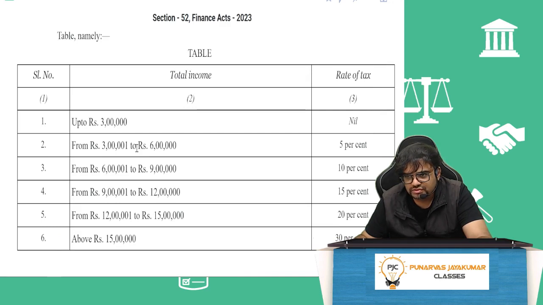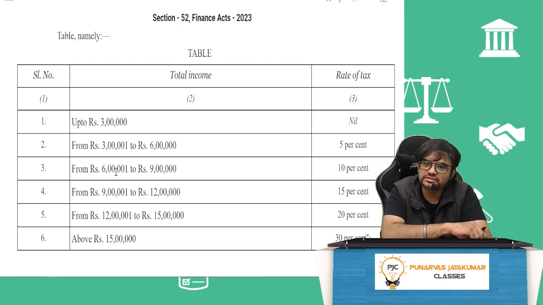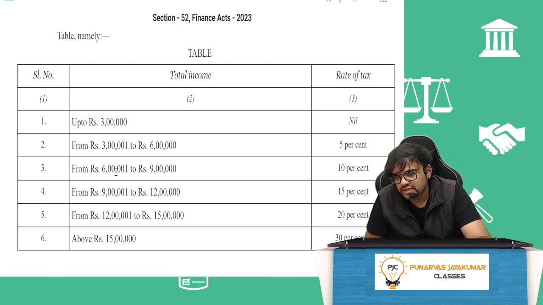5% is how much? 3 lakh into 5% is how much? 10% is 30,000. 5% is 15,000. Plus 6 lakh to 7 lakh, 1 lakh at 10%, that is 10,000. 10,000 plus 15,000, how much will it come up to? 25,000 rupees. Rebate will be 25,000 rupees.